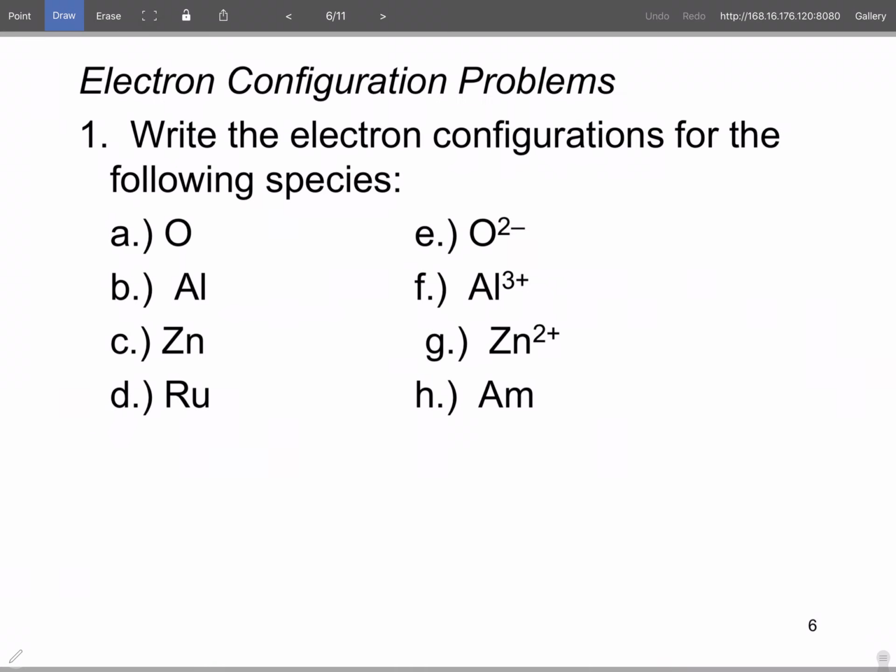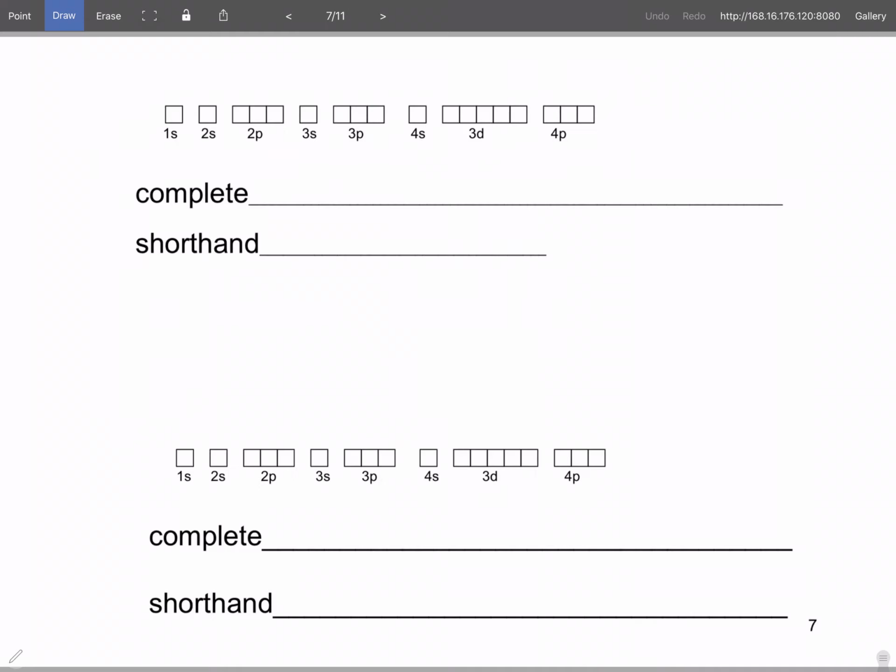Okay, so we're going to write the electron configurations for these species right here. And in order to do this, there's a couple tricks. First off, we're going to start with some boxes. And the boxes show you what each orbital looks like. You're not allowed to use boxes on the exam. You will not have boxes on the exam. Okay? Not happening. But to get you started, we're going to use the boxes.